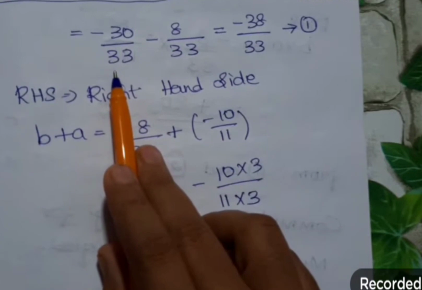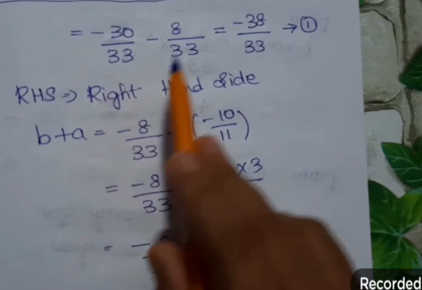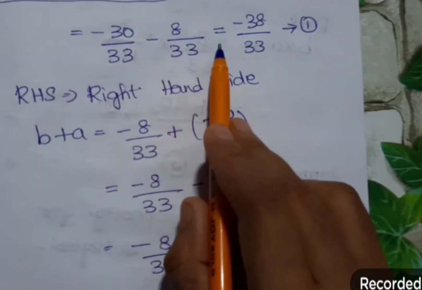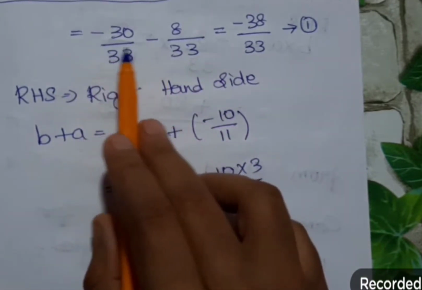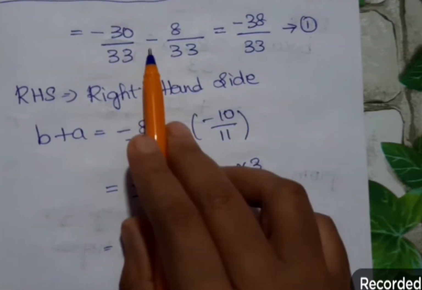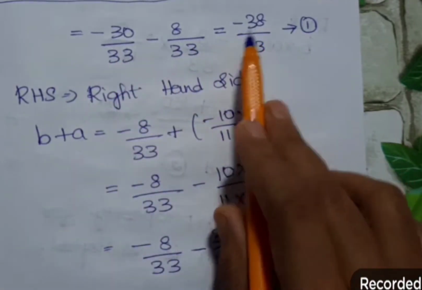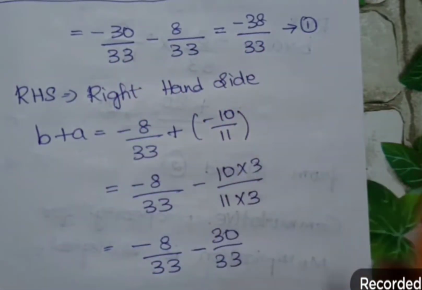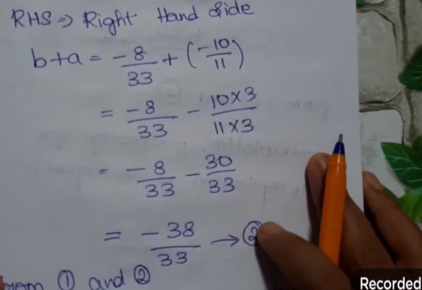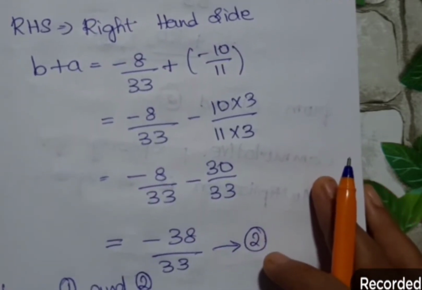You get minus 30, and 11 into 3 you will get 33, and next value plus into minus 8 by 33. Here the denominator is the same, so just write the denominator once, and both signs are negative here: minus 30 minus 8. If you add, you will get minus 38 by 33. So right hand side we will check the same way.